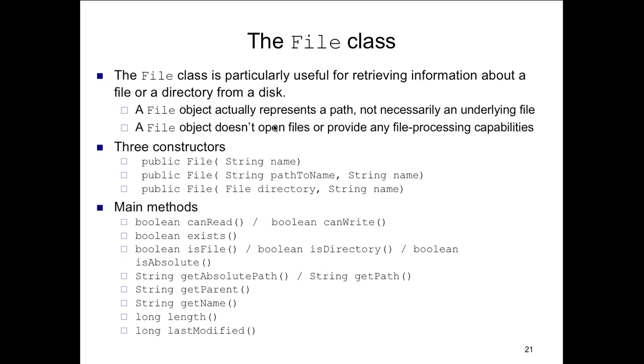The File class. The File class is particularly useful for retrieving information about a file, a directory of files, anything from the disk. A File object actually represents a path, not necessarily an underlying file. And a File object doesn't open up anything or provide any file access capabilities. It just gives us the information. So, 3 constructors take the file name, the path and the name, or the name of the directory. Methods can check read, exists, whether it's read-write or read-only, get the parent, get the length.